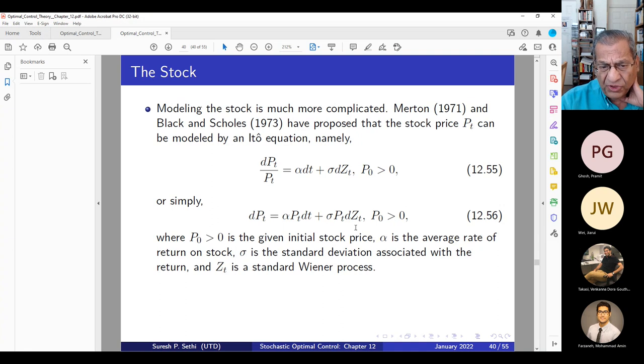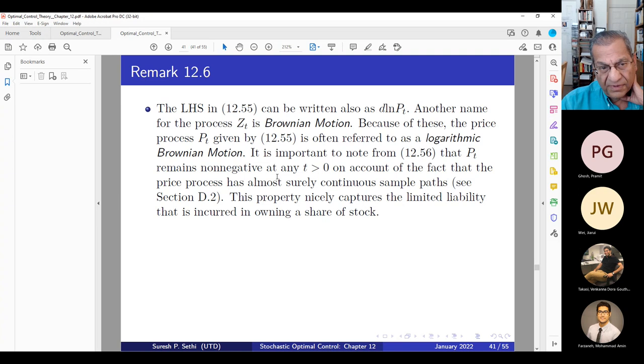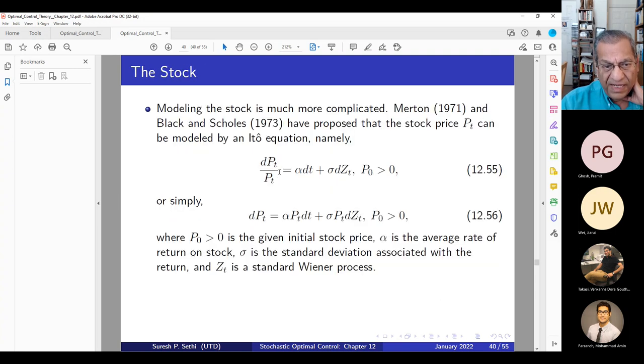Because this is Brownian motion, it's multiplied by P_t. On this side is dP_t. And if you take the integral of dP_t over P_t, you get log P_t, so you can write this as d log P_t. It's d log P_t is dP_t by P_t. So this equation is also called logarithmic Brownian motion. So you can show that the stock behaves according to a logarithmic Brownian motion.